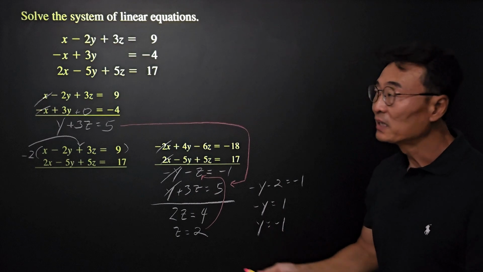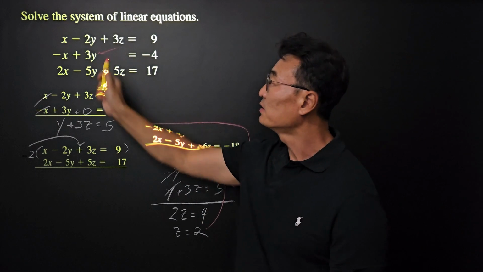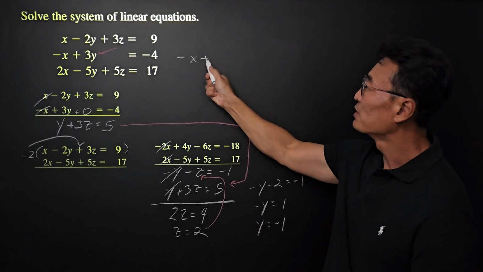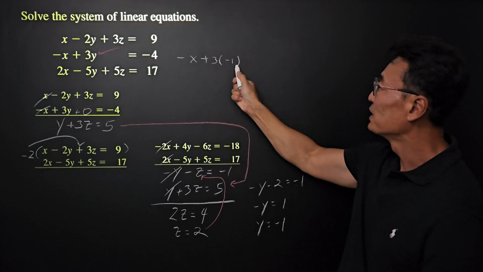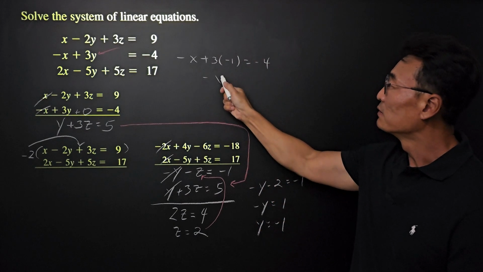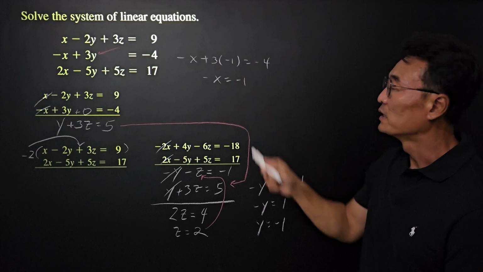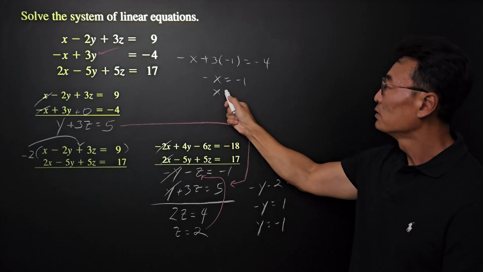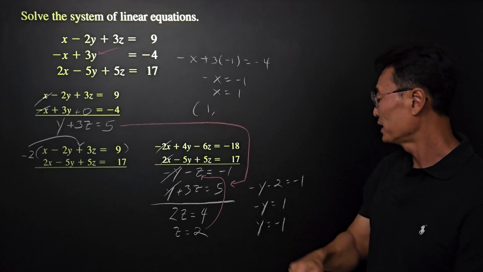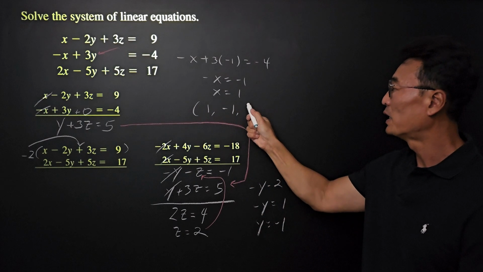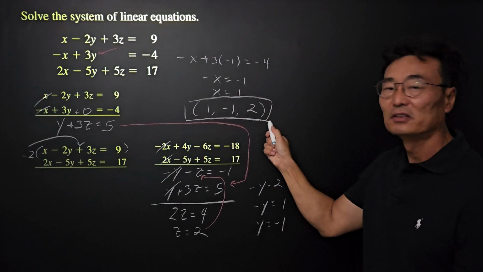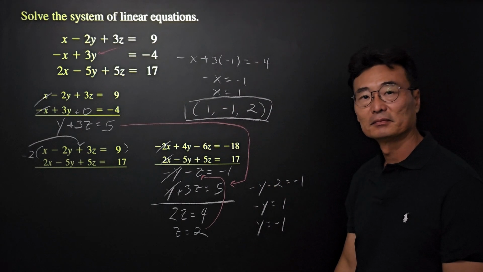Since we have y equals negative 1, I'm going to plug it in here into the second equation, where we get negative x plus 3 times negative 1 equals negative 4. Negative x equals negative 1. X equals 1. So our final answer is going to be 1 for x, negative 1 for y, and 2 for z.